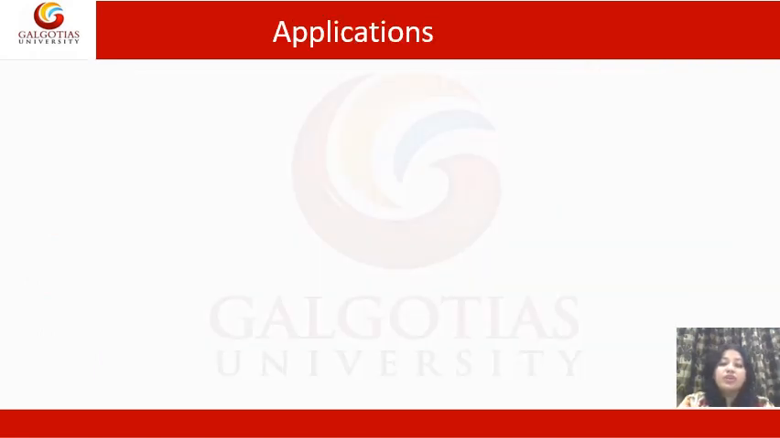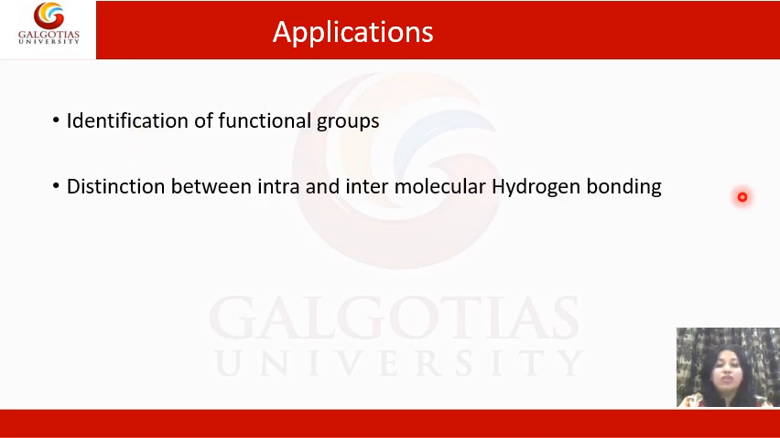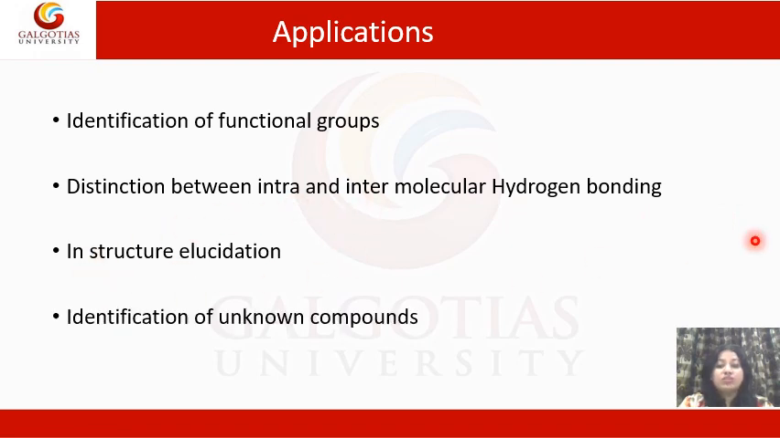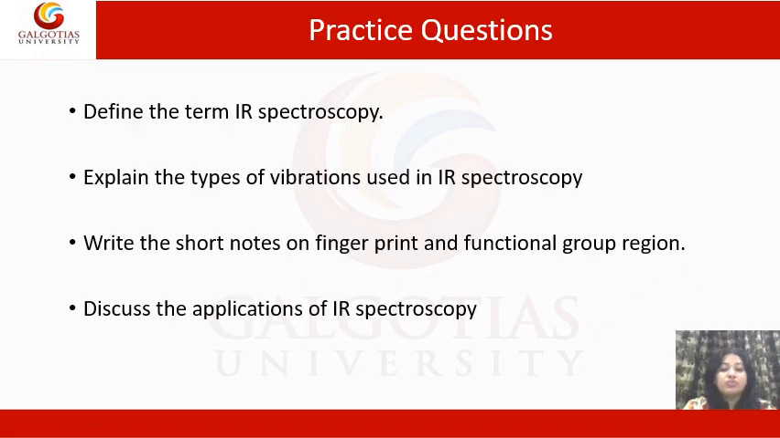Now, we will discuss the applications of IR spectroscopy. IR spectroscopy is very useful for the identification of functional groups, distinction between intra and intermolecular hydrogen bonding, in structure elucidation, and identification of unknown compounds.